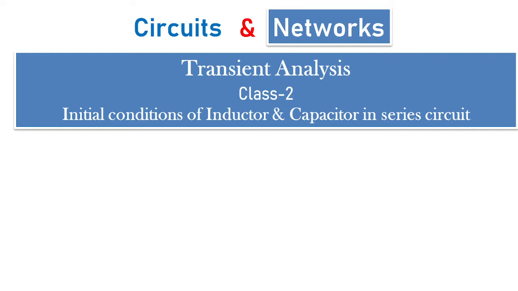In today's class, that is in class 2, under transient analysis, we'll look into the problems involved with initial conditions of inductor and capacitor when they are connected in series. In class 3, we'll be seeing the same initial conditions of inductor and capacitor in parallel arrangement, and later on the combination of inductor and capacitor in series or parallel with resistor connected to supply and the switching action which takes place. That is what we are going to see in our future classes.